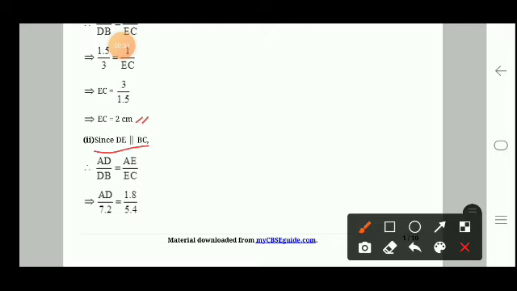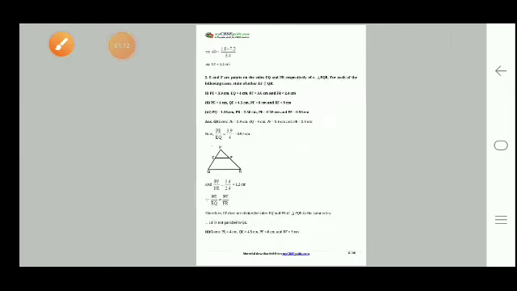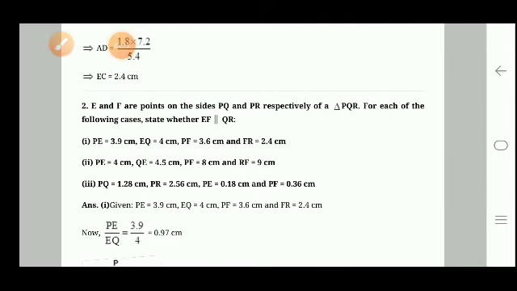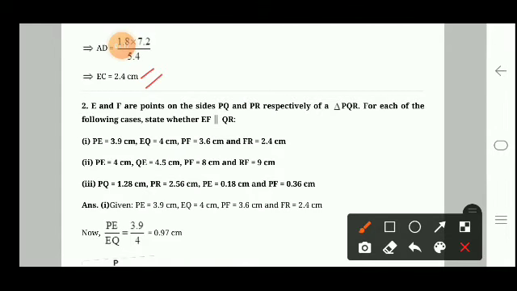So using the BPT theorem, we have here AD over DB is equal to AE over EC. So putting the values, we have AD over 7.2 is equal to 1.8 over 5.4. So that will give AD equal to 2.4 centimeter.